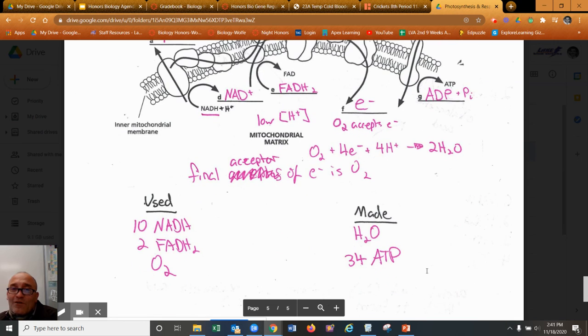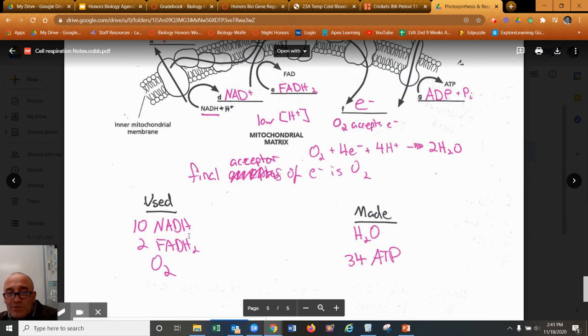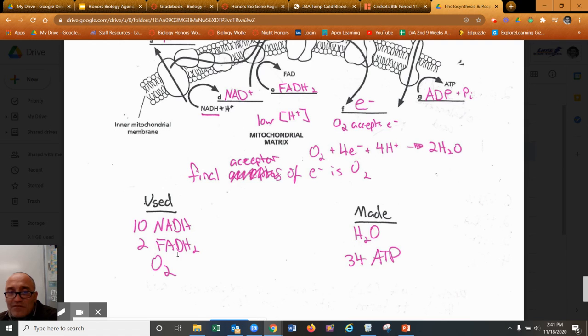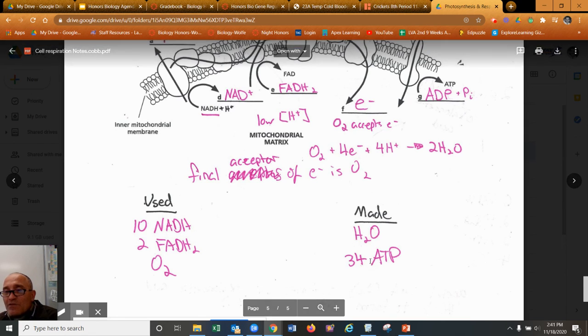Okay, so all said and done, the electron transport chain uses 10 NADHs, 2 FADH2s, and oxygen, and it makes water and 34 ATPs.